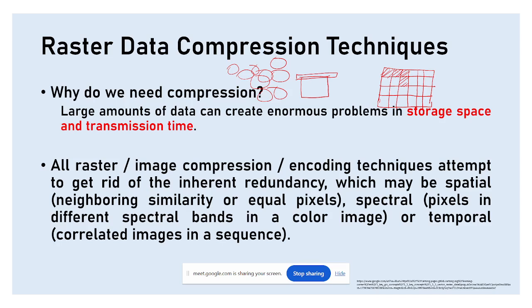Now, vector data is a little more discrete in nature. That is the reason why repetitiveness is not that much present in vector data. But raster is a continuous data form. So in that case, there is a high chance of redundancy.